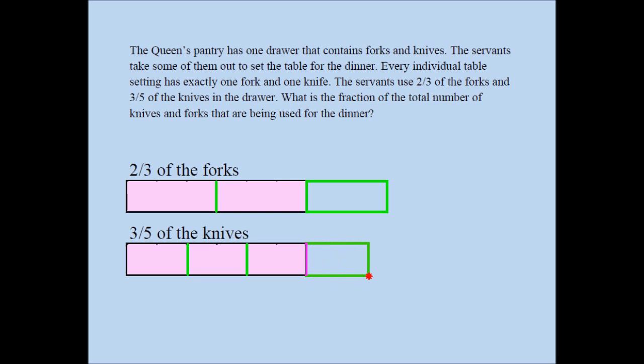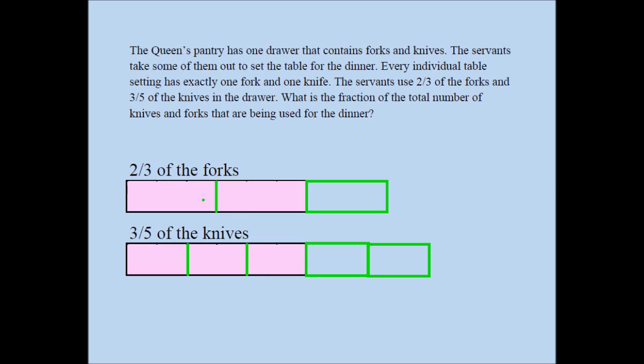That's four-fifths, just eyeballing. And that's five-fifths. It's not perfect, but it works. So this is five-fifths of the knives, all the knives. Three-fifths are here. These are all the forks. Two-thirds are here, and two-thirds of the forks equal three-fifths of the knives.